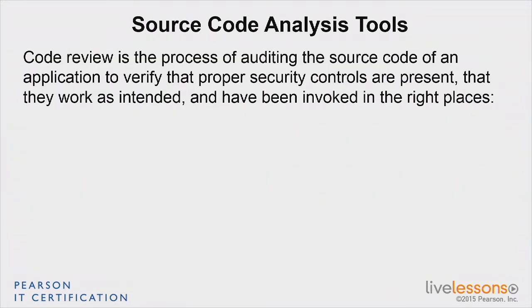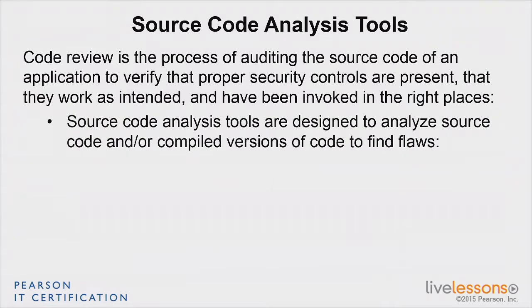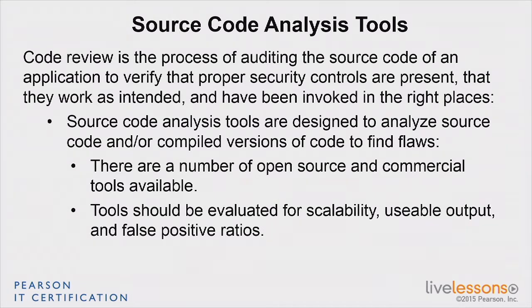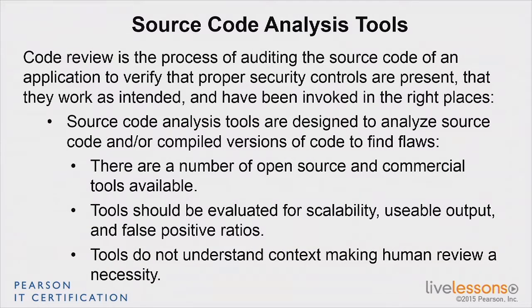Code review is the process of auditing the source code of an application to verify that proper security controls are present, that they work as intended, and that they have been invoked in the right places. Source code analysis tools are designed to analyze source code and/or compiled versions of code to find flaws. Now, there are a number of open source and commercial tools available. The tools chosen should be evaluated for scalability, for usable output, and for false positive ratios. Tools do not necessarily understand context, making human review still a necessity.